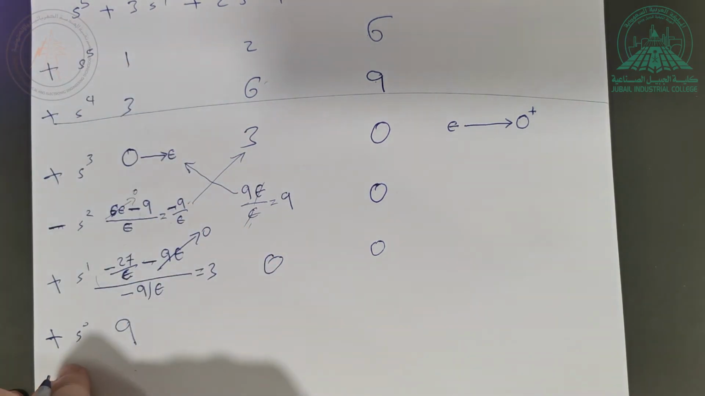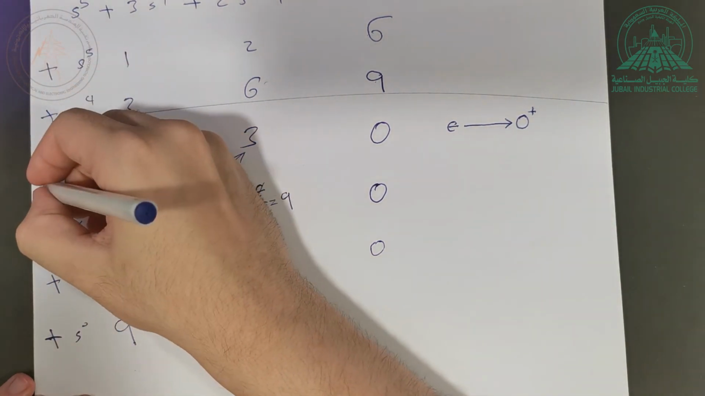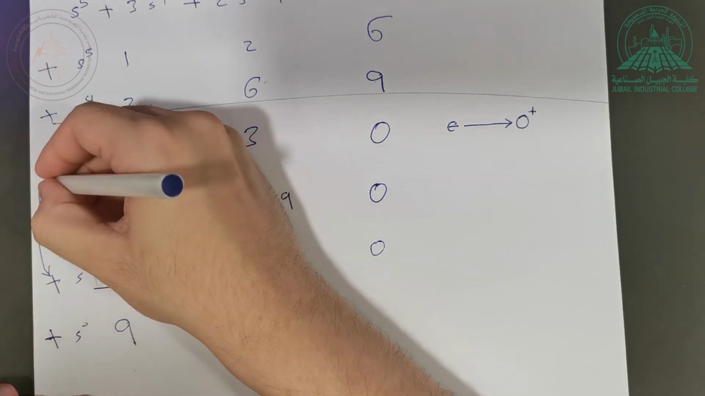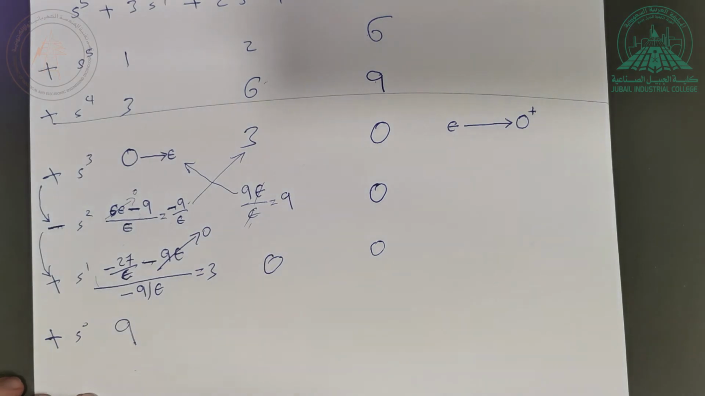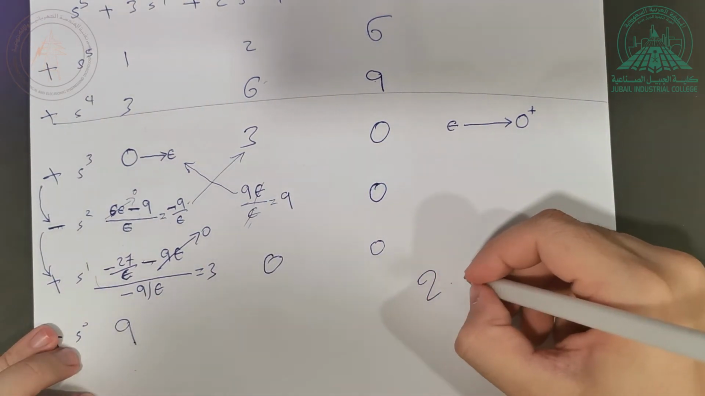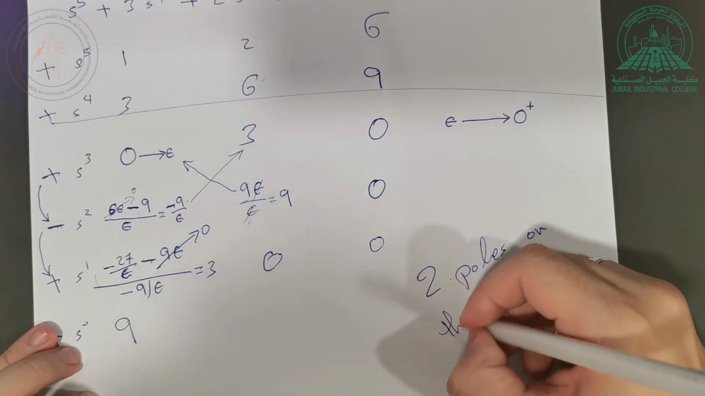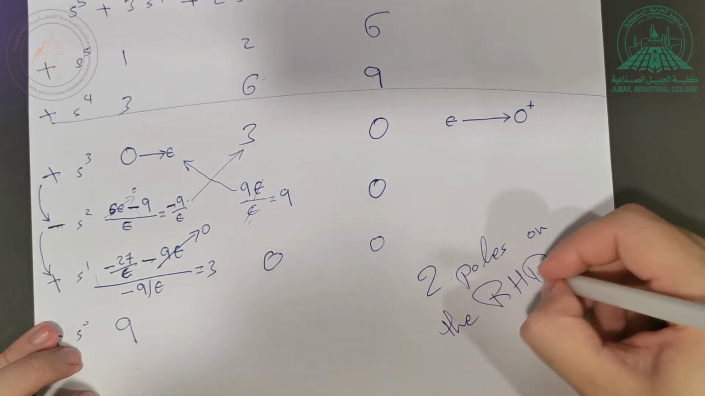Now looking at the signs here, can we now say whether the system is stable or unstable? Yes, the system is unstable. Why? Because I have two changes of the sign, from positive to negative, then from negative to positive. So I have two poles on the right hand plane.